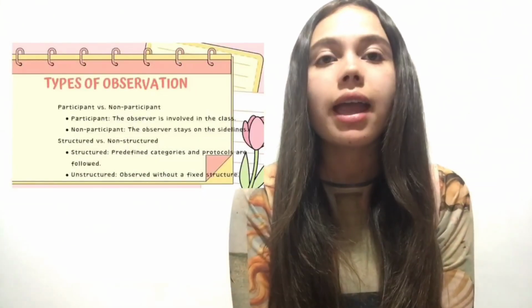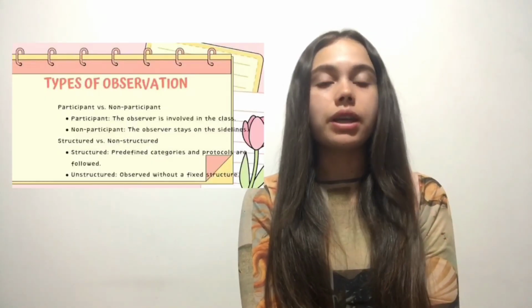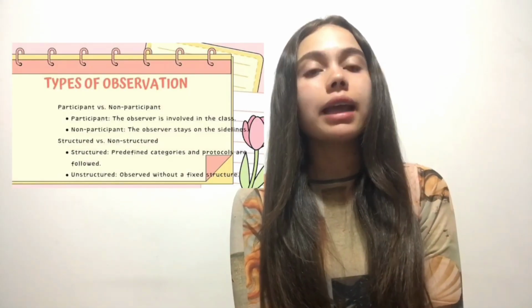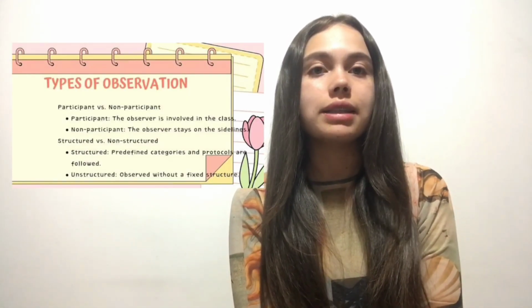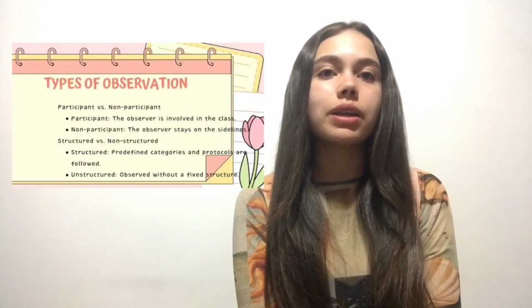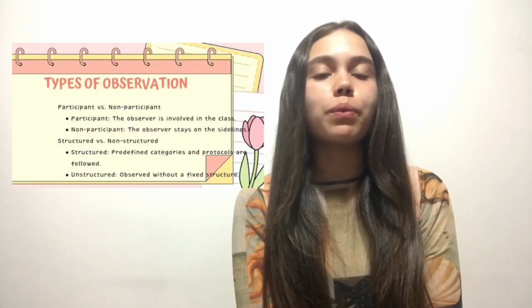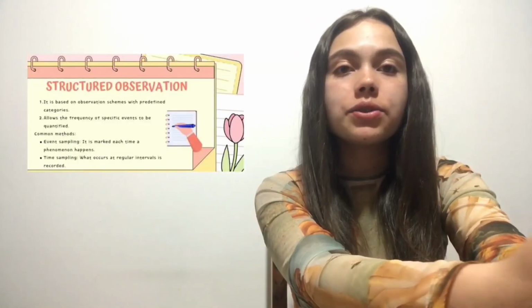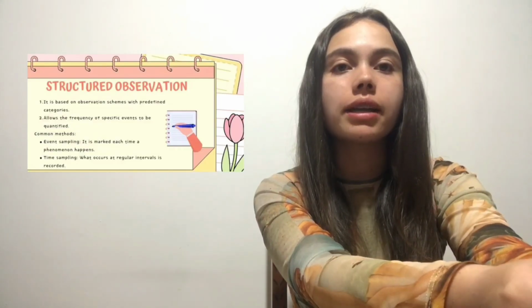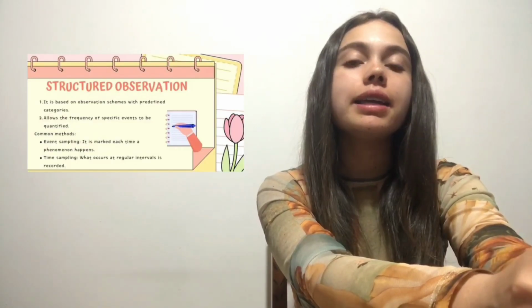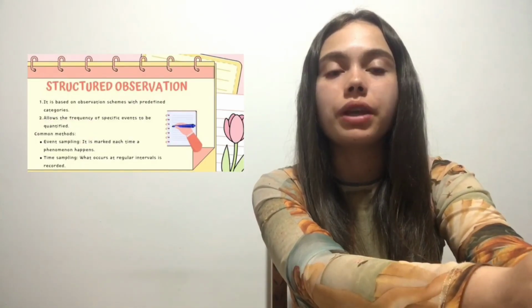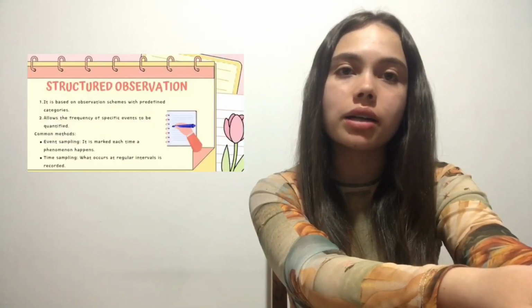The second part is about types of observation. There are two main classifications in observation: the participation of the observer and the level of structure of the analysis. In most classroom studies, the observer is non-participant and follows a structured focus. In structured observation, we use diagrams that help us to collect data in a systematic way. Depending on the approach, we may record specific events or take notes at predetermined times.